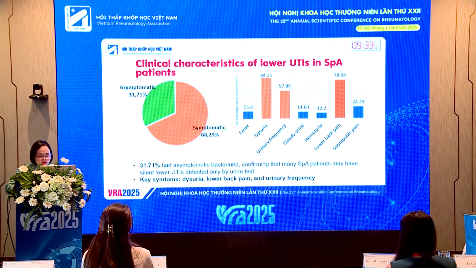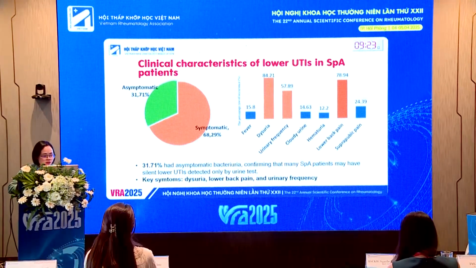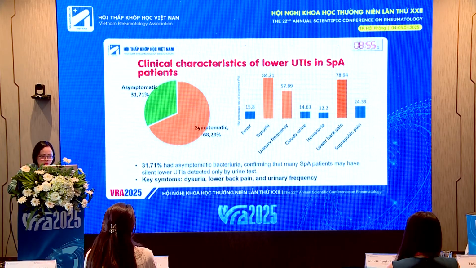First is clinical characteristics of lower UTIs in SPA patients. As shown in the first chart, 68.29% of patients had symptomatic lower UTIs, while 31.71% of cases had asymptomatic bacteriuria, confirming that many SPA patients may have silent lower UTIs detected only by urine test. Among symptomatic cases, dysuria was the most common symptom, followed by lower back pain and urinary frequency. Other less frequent symptoms included cloudy urine, hematuria, and low-grade fever. So, dysuria, low back pain, and urinary frequency were the key symptoms of lower UTIs in SPA patients.